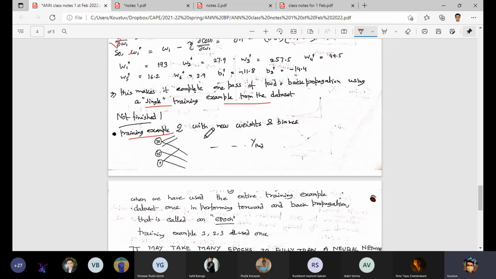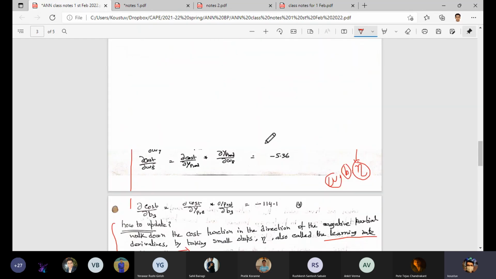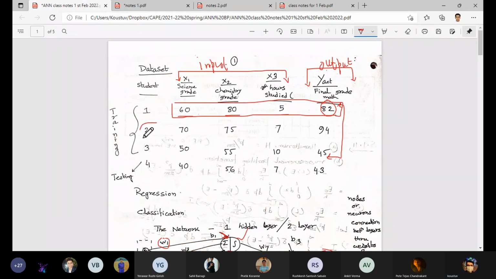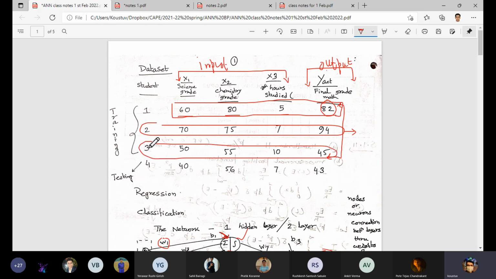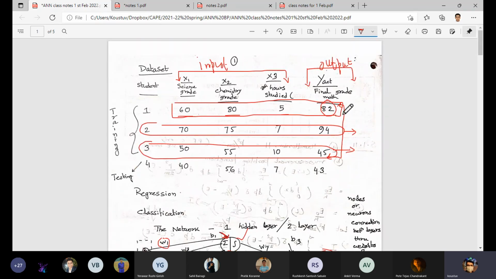We have more training examples too, with the new weights and biases. That means with the first data, we have updated the weights and biases that we are going to use for the second. From this, again the weights and biases will be updated because we will compare the true and predicted. Then the third will be used for updating. Even that one-time use of the first, second, third data is not enough.